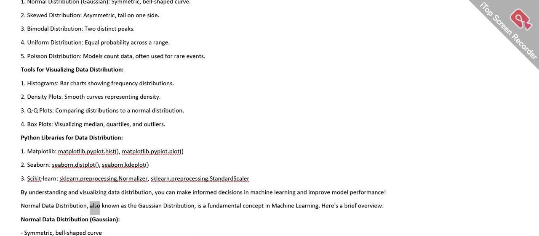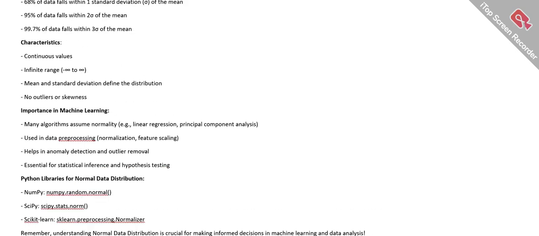Normal data distribution, also known as the Gaussian distribution, is a fundamental concept in machine learning. Here's a brief overview. Normal data distribution, Gaussian: symmetric, bell-shaped curve. Mean (mu), median, and mode are equal. 68% of data falls within one standard deviation (sigma) of the mean. 95% of data falls within 2 sigma of the mean. 99.7% of data falls within 3 sigma of the mean.